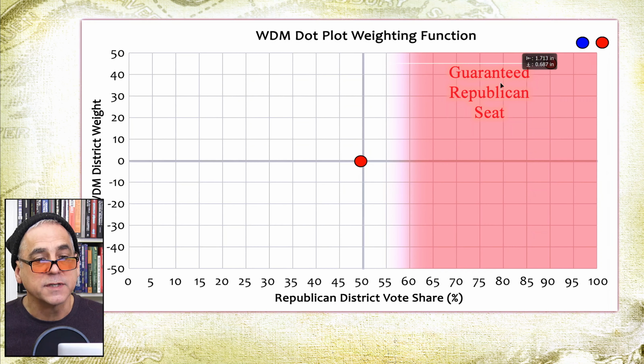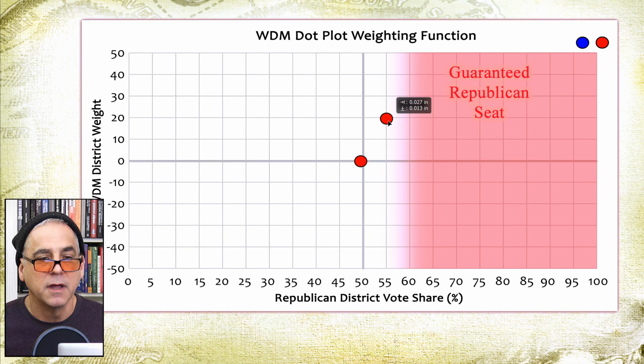A 55% district will most of the time elect a Republican, so we weight it positively. The weighted districts method gives it a weight of plus 19. A 60% district is even more beneficial because it has a higher chance of electing a Republican, and it gets a weight of plus 25. The weights reach a maximum here because we are now 10 percentage points from 50%, and the district is all but guaranteed to elect a Republican. Increasing vote share past this point only packs the district more.